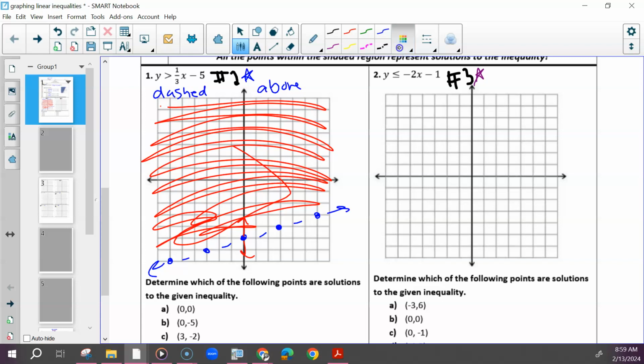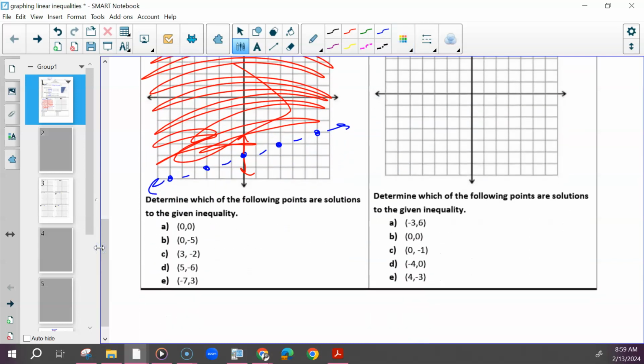Then we have to determine if these points are solutions. If they fall in the shaded area, they're solutions. If they don't, they're not. So 0, 0, would that be a solution? Does it fall in the shaded area? Yes. 0, -5 falls on the line. We'll come back to that one. 3, -2. Is that a solution? Yes. 5, -6.